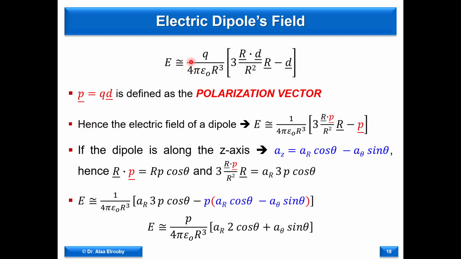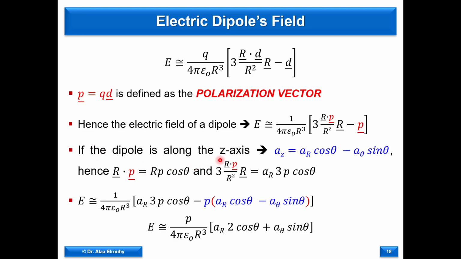So the electric field, I'm going to just rewrite this expression here. We'll take the Q inside, so Q multiplied by D equals B. So this is the expression: R dot B, where B is the polarization vector, divided by R square, multiplied by the vector R, the position vector to the observation point, minus B. So this is the general expression for the electric field generated or caused by an electric dipole.